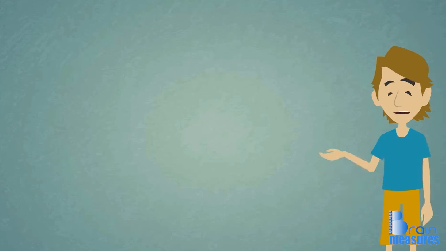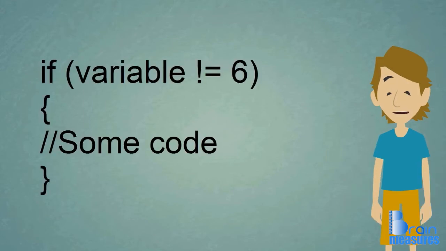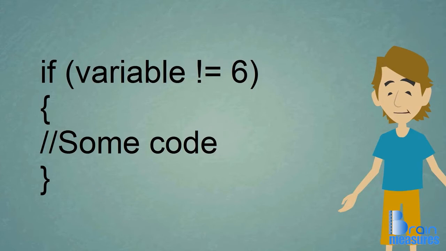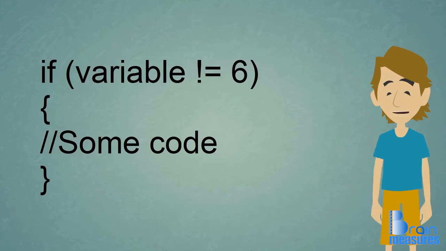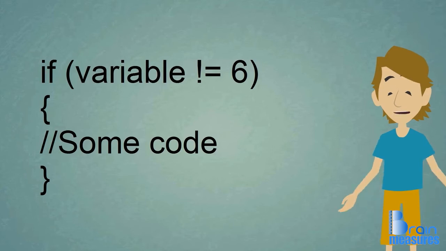It is possible to have a not equal sign in your condition as well. As you can see here, the exclamation point plus the equal sign means do not equal. Again, the syntax differs from language to language. This one is pretty easy to understand. If variable is any number other than 6, the if statement will run.